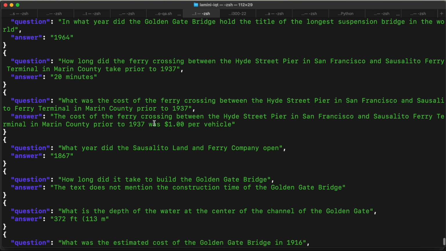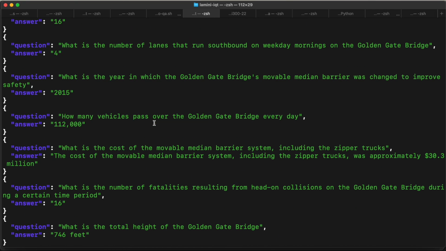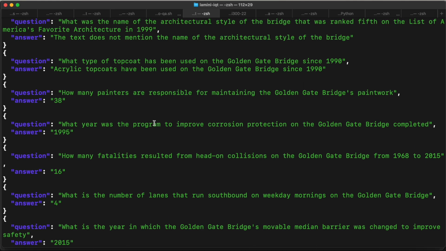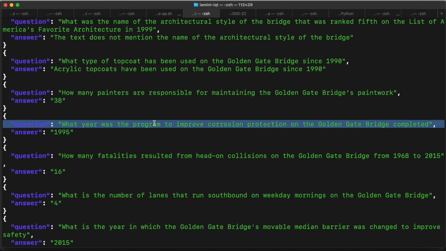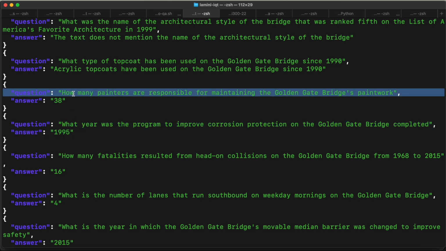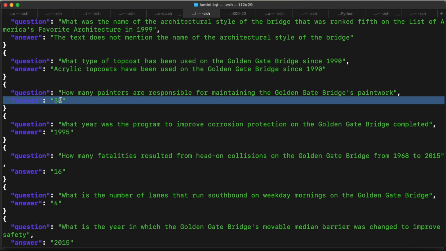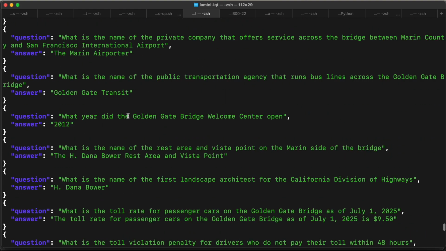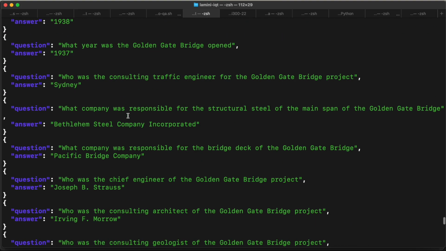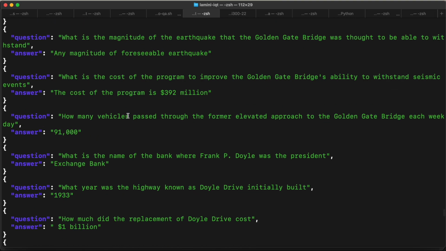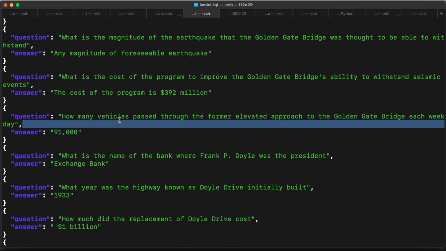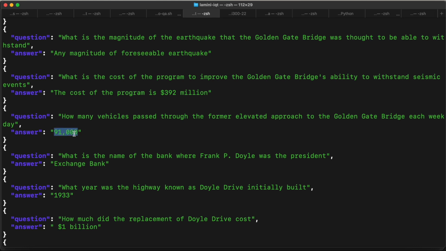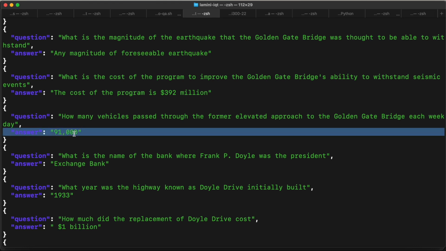There we go. So now we can kind of see what we're looking for. What year was the program to improve corrosion protection completed? 1995. How many painters are responsible for maintaining the paintwork? 38. Okay, so now we're getting somewhere. So now we have a pretty diverse set of different questions and then factual responses.